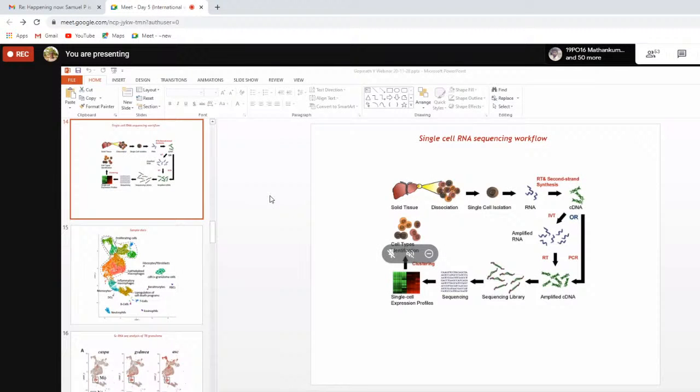To achieve this, we performed single-cell RNA sequencing with our granulomas. In this technique, the tissue of interest, and in our case the granulomas, will be dissociated to get individual cells, and then the total RNA from each cell will be separately captured and sequenced. Next slide, sir.